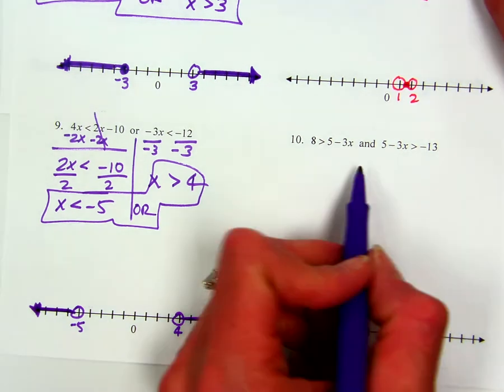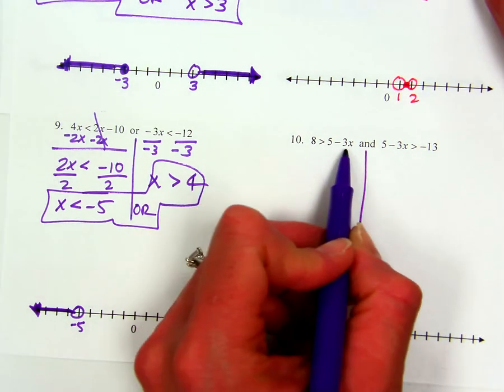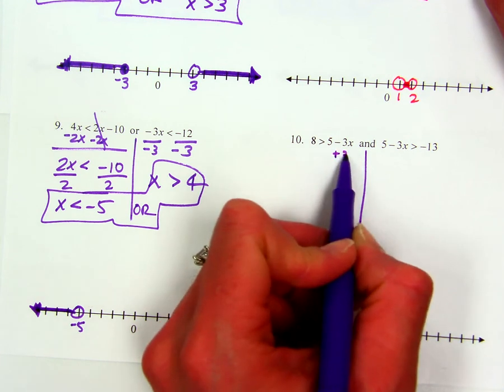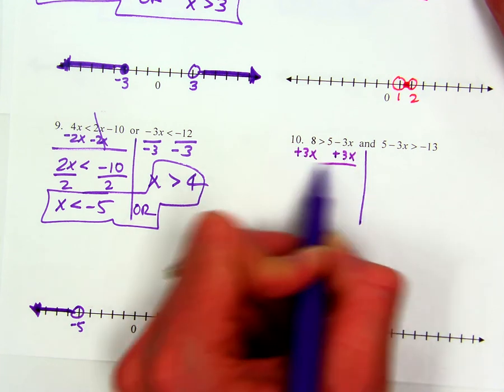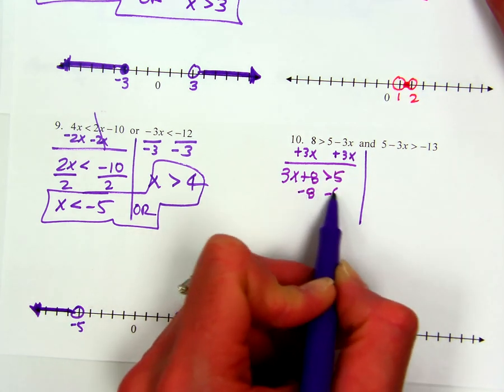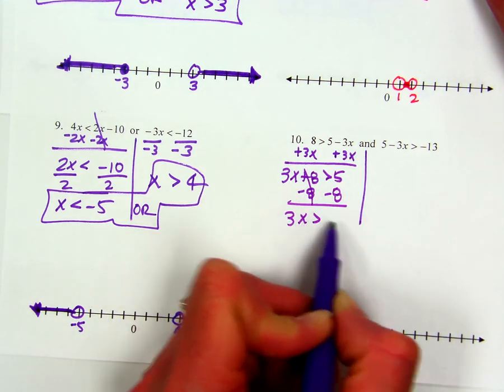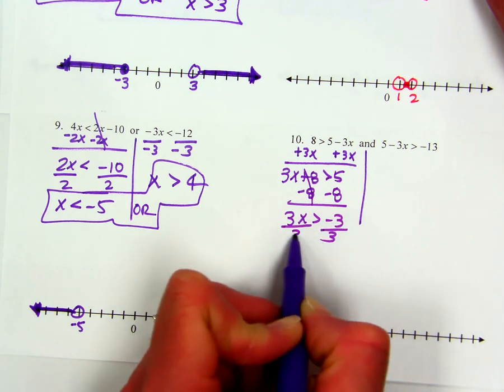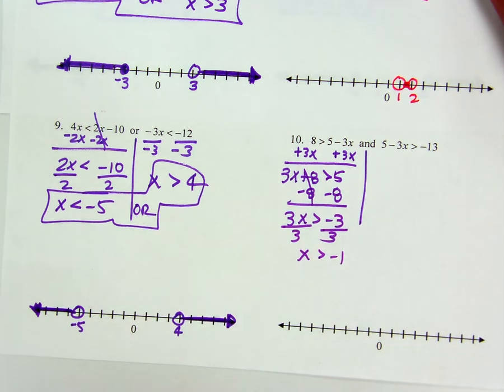All right, and then last problem, this is an and. So I'm going to move my 3x over here. So I've really got 3x plus 8 is greater than 5. Now I'm going to subtract 8. So I have 3x is greater than negative 3. And then when I divide, I got negative 1.